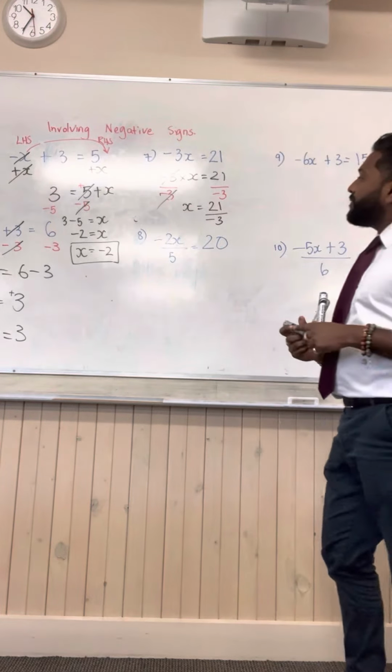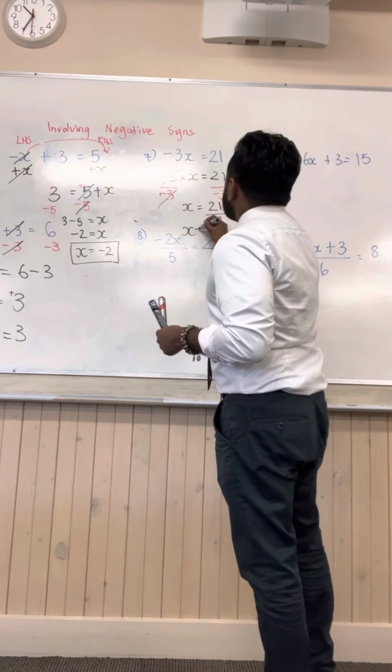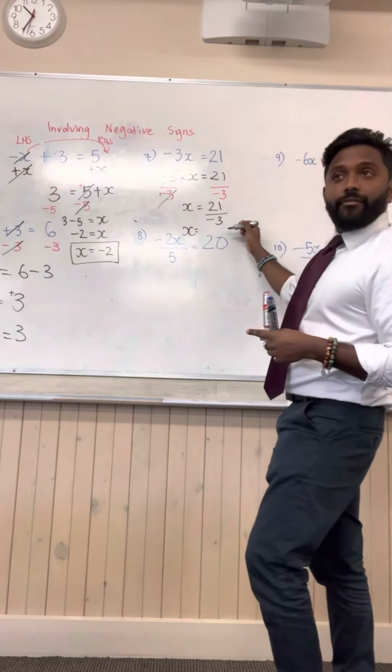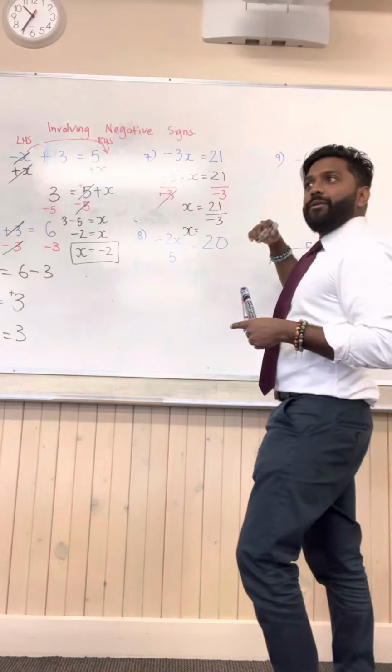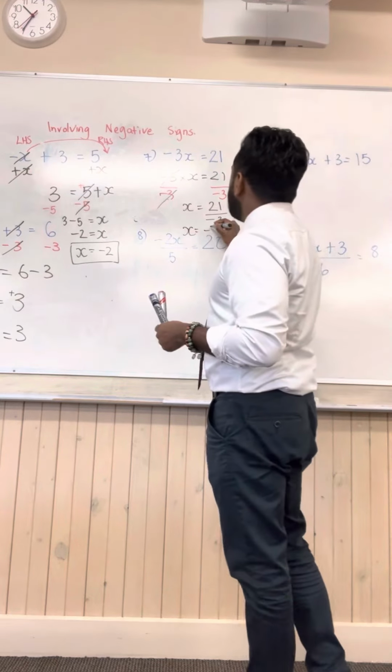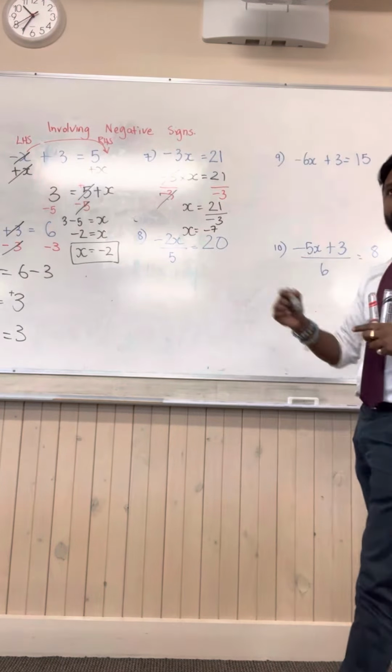So 21 divided by negative 3, x is equal to, so what's 21 divided by 3? 7. What's 21 divided by negative 3? It's going to be negative 7. So that's your answer for that question.